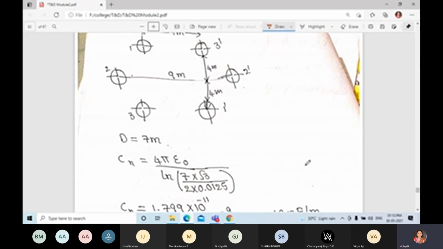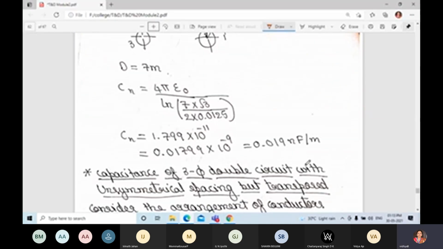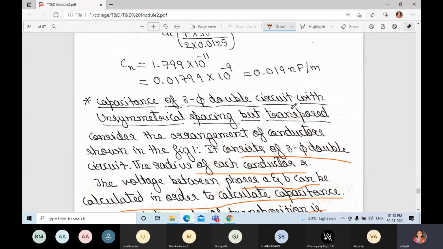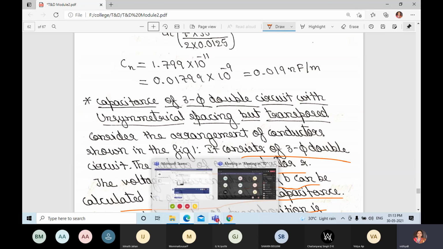The next problem you can solve easily, same as this. We have discussed this topic, that is capacitance of three-phase double circuit with unsymmetrical spacing but transposed. This is the second model we have completed. We shall discuss the other models in the next class.